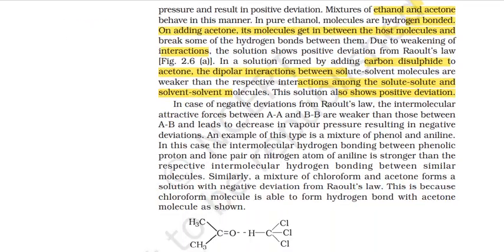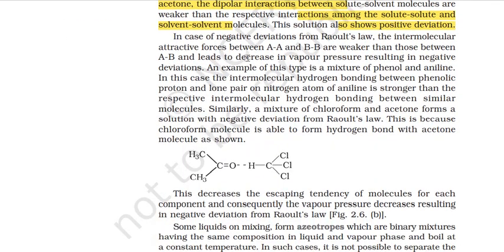Ab negative deviation mein again uska opposite, forces AA aur BB ke weaker honge but AB ke strong honge, and this will lead to decrease in the vapor pressure because ab forces strong ho rahe hain, it will not be easy for the product to escape. Fine, an example is phenol and aniline. Phenol and aniline will show negative deviation. Fine. In this case, the intermolecular hydrogen bonding between phenolic proton and lone pair on the nitrogen atom of aniline is stronger than the respective intermolecular hydrogen bonding between similar molecules.